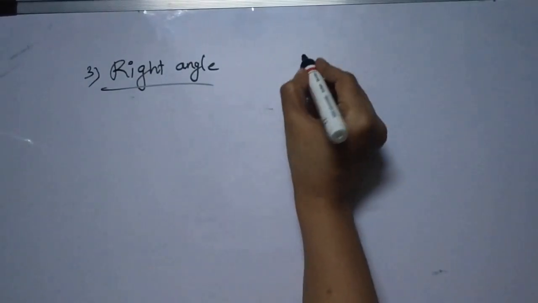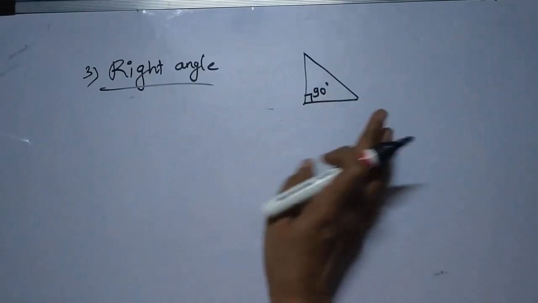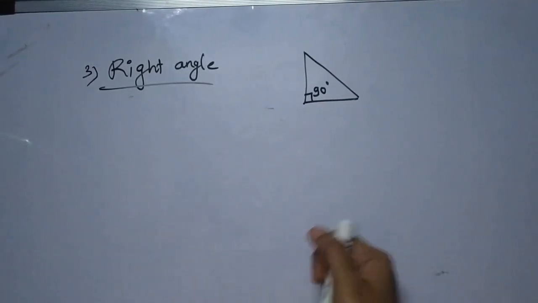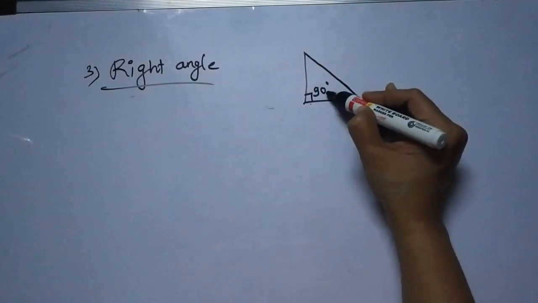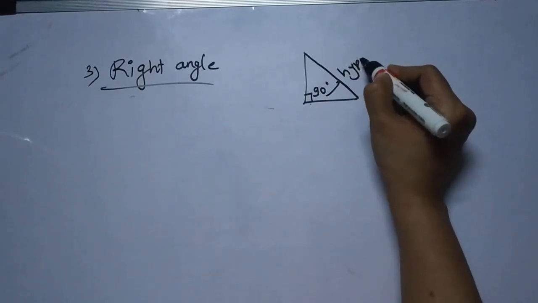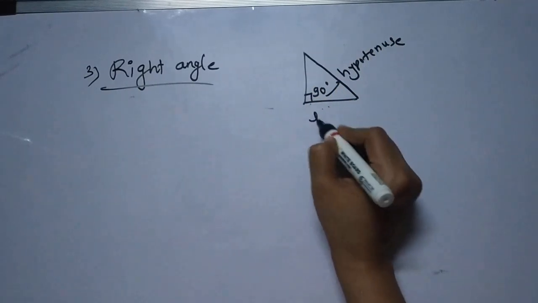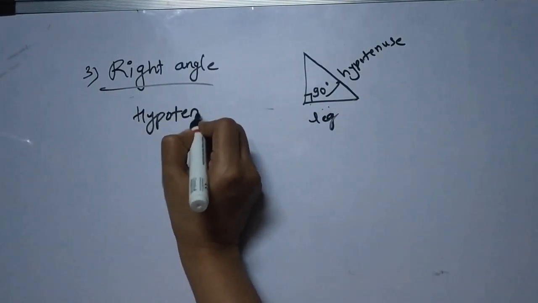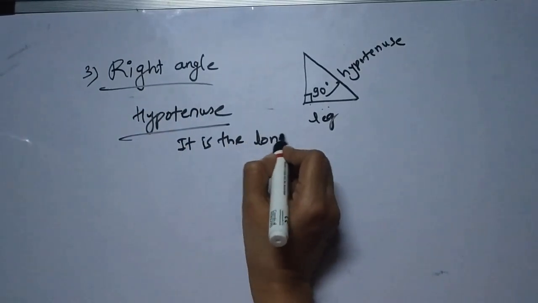Friends, what is a right angle triangle? A right angle triangle is a triangle in which one of its angles is 90 degrees. In a right angle triangle we have one 90 degree angle, and the side opposite to its 90 degree angle we call the hypotenuse. These are special names, and the remaining two sides are called legs. Remember, the hypotenuse is the longest side in a right angle triangle.